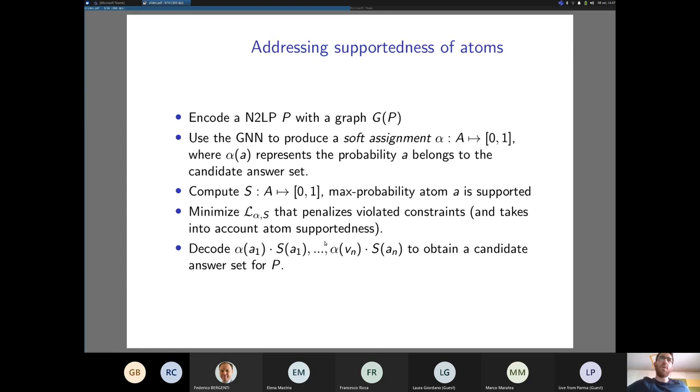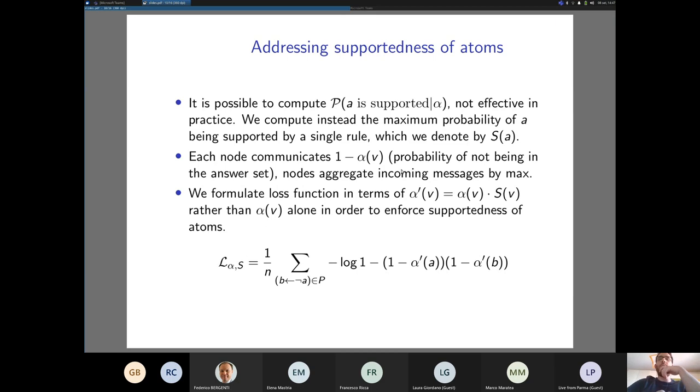And in particular, the idea was to correct the soft assignment of RANCSP, which is to be interpreted as the probability of an atom to belong to a candidate answer set, that would be alpha of V, with a value S of V, which amounts to the likelihood of an atom to be supported by another atom in the program. And this conditional probability can be explicitly computed. However, in practice, it was not effective because it introduced a bias towards basically atoms that were supported by multiple rules.